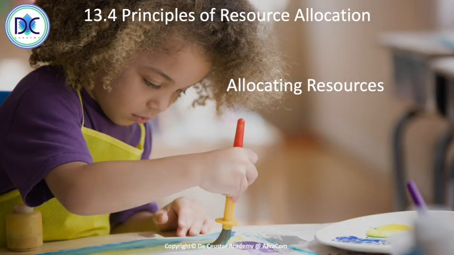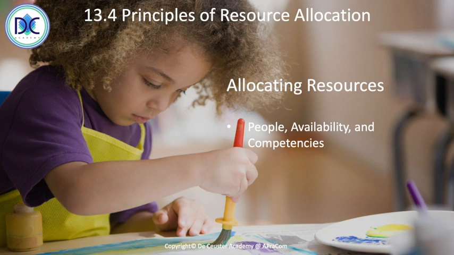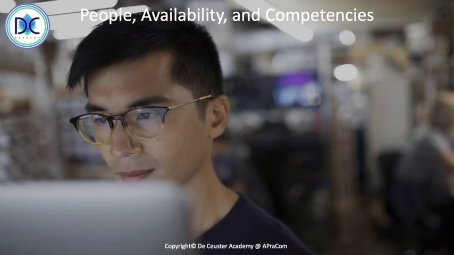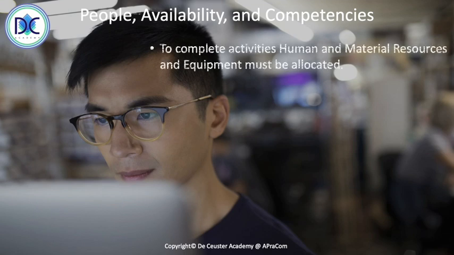In this video we are going to talk about the principles of resource allocation. Allocating resources, well, we look at the people, availability and competencies. Then we consider the principles to follow. What is it about people, availability and competencies?